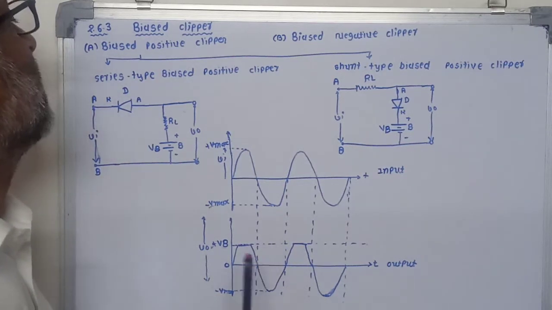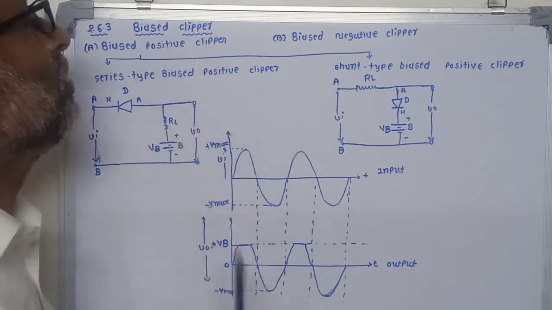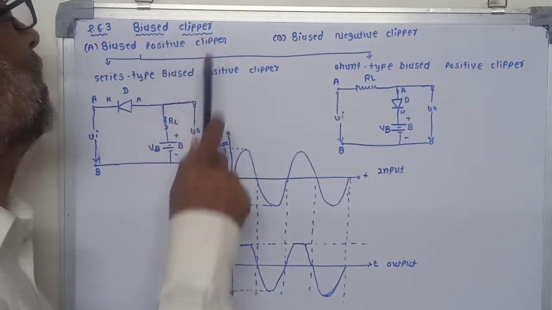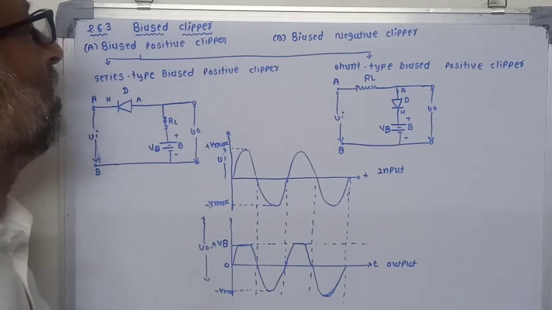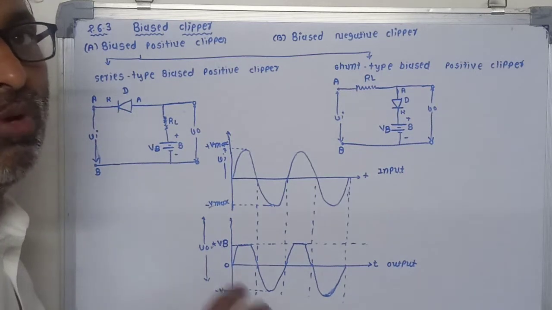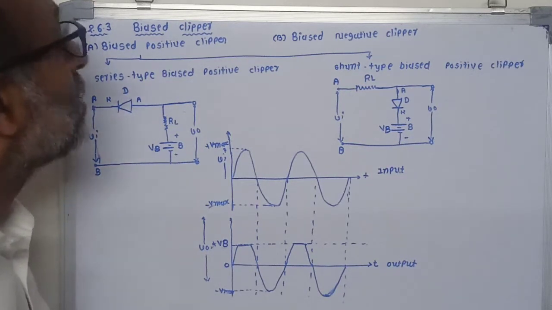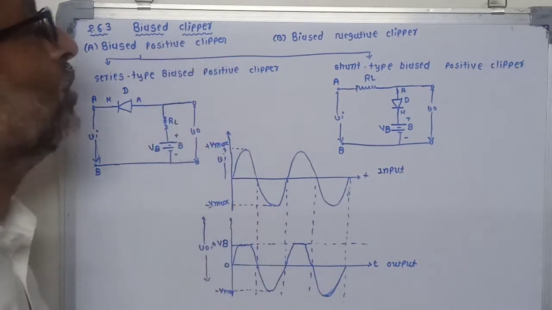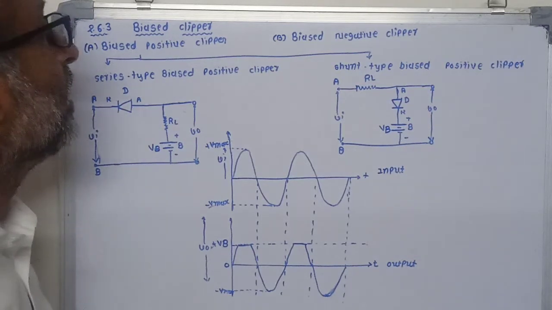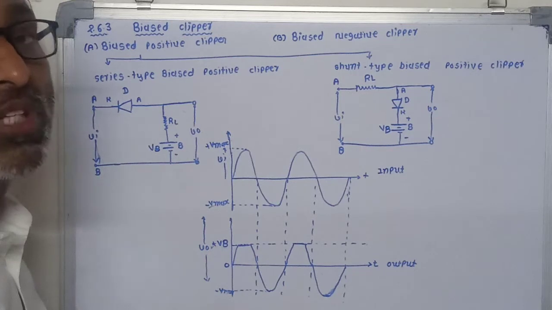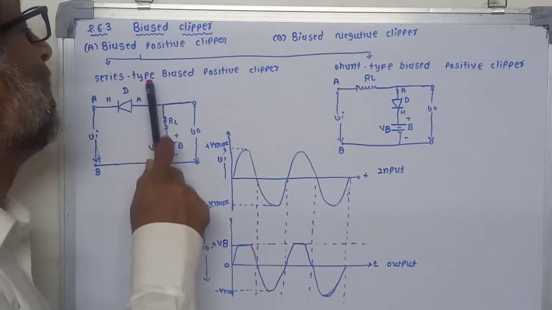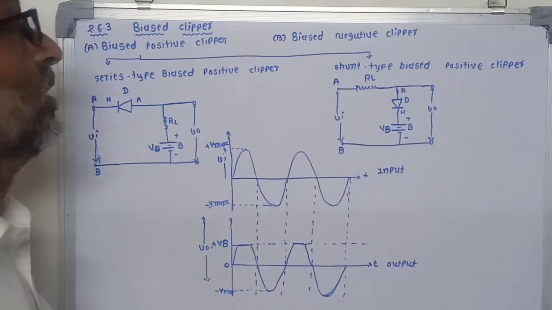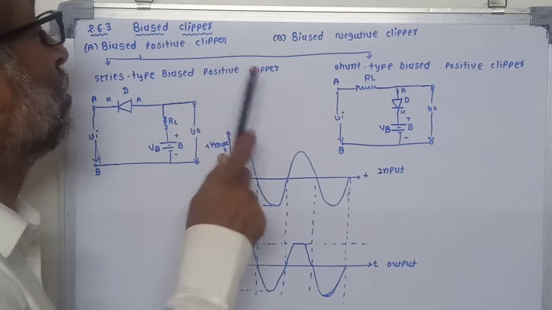Now there are two types of bias clipper. A, bias positive clippers. B, bias negative clippers. First we will see bias positive clippers. In this type of clipper circuit, a particular small portion of the positive half cycle is removed. That's why it is called a bias positive clipper circuit. For this, two types of circuits are used. First, series type bias positive clippers. Second, shunt type bias positive clippers. Now, first we will see series type bias positive clippers.